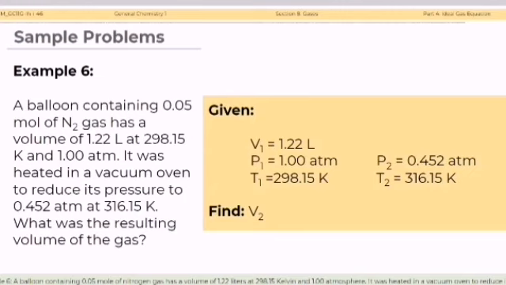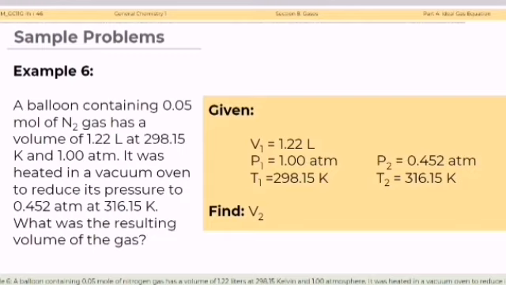A balloon containing 0.05 mole of nitrogen gas has a volume of 1.22 liters at 298.15 Kelvin and 1.00 atmosphere. It was heated in a vacuum oven to reduce its pressure to 0.452 atmosphere at 316.15 Kelvin. What was the resulting volume of the gas?